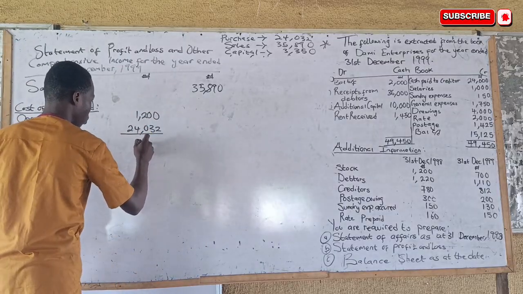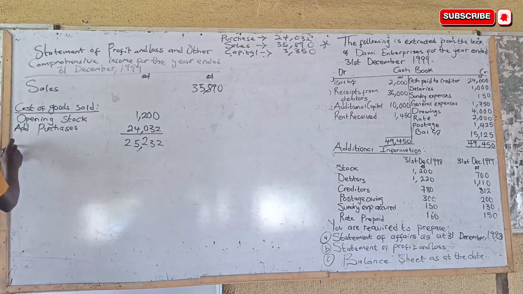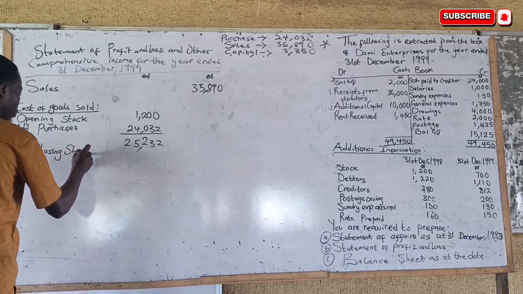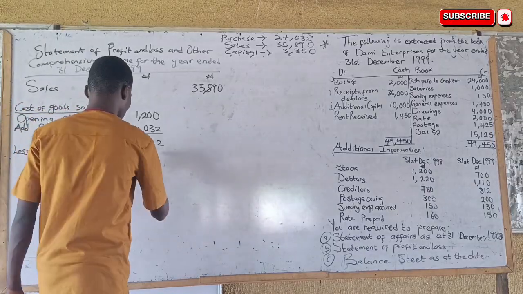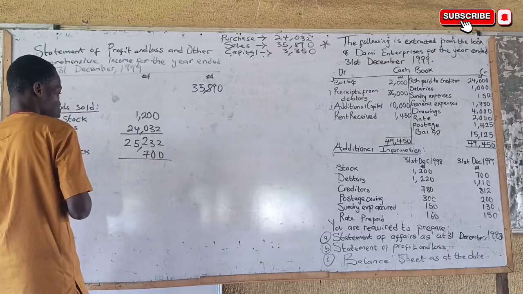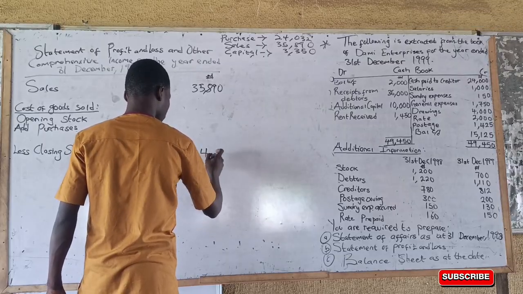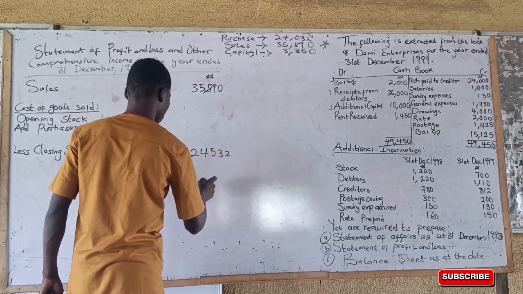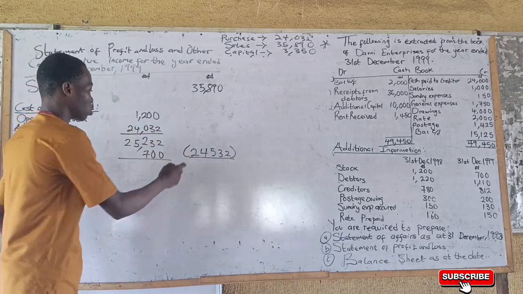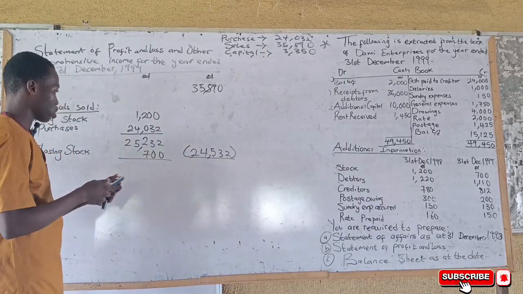What else? So let's add this up first. We have 25,232. Then we are going to less the closing stock. The closing stock, which is 700 now. When we less this, we are going to get 24,532. So this is our cost of goods sold, 24,532. Then we subtract that from our sales to get the gross profit.